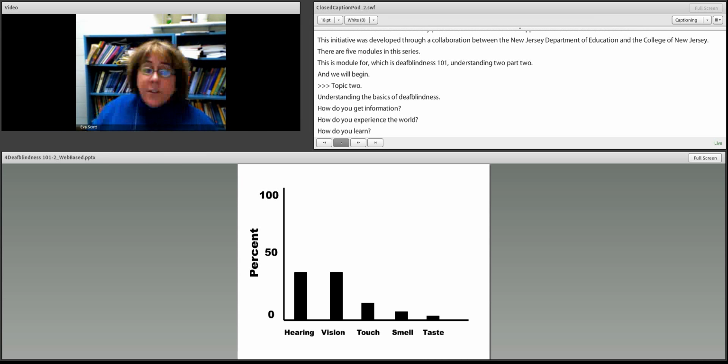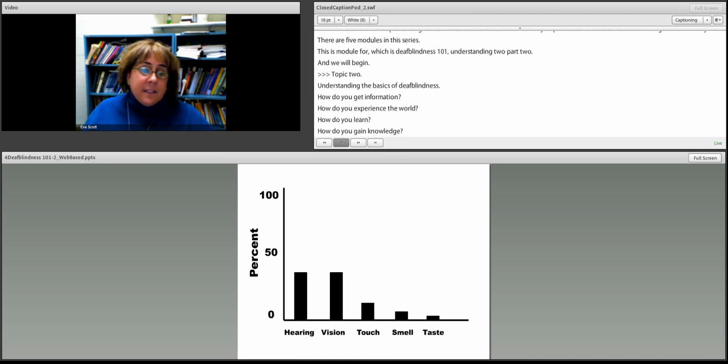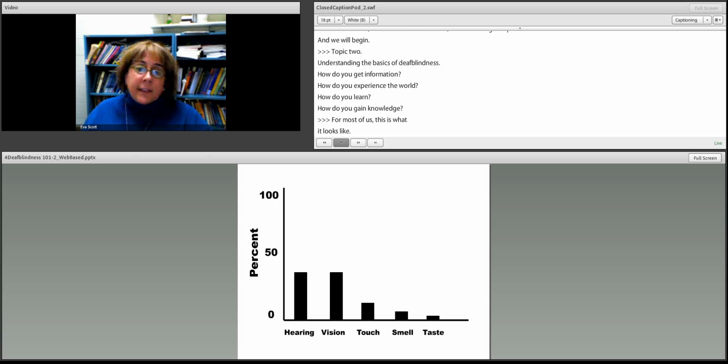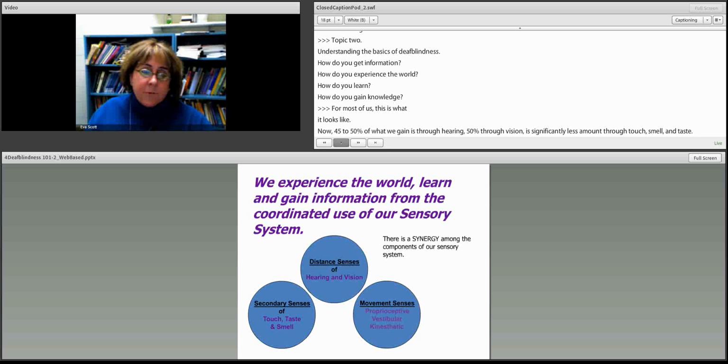For most of us, this is what it looks like. About 45 to 50% of what we gain is through hearing, 50% through vision, a significantly less amount through touch, smell, and taste. So you can imagine, for most of us, we use our hearing and vision to gain information.